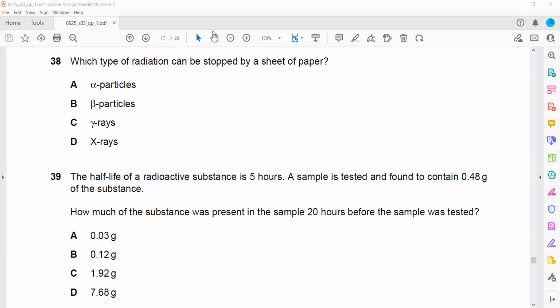So in this question, which type of radiation can be stopped by a sheet of paper? Alpha can be stopped by a paper. So that's why A is the right answer.